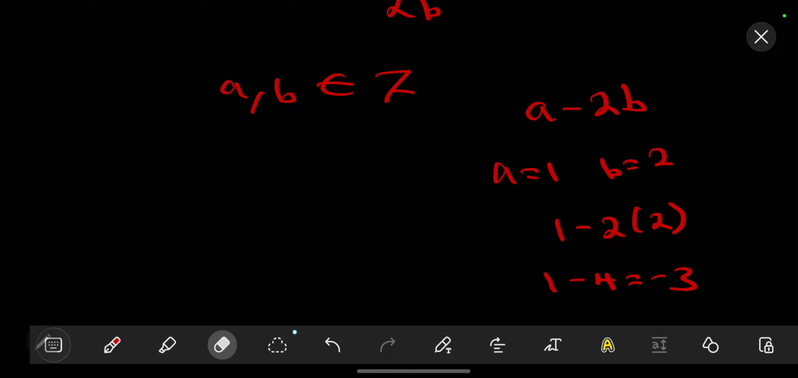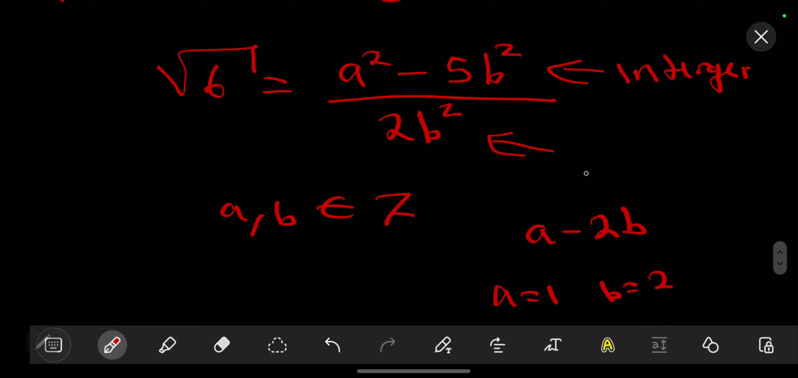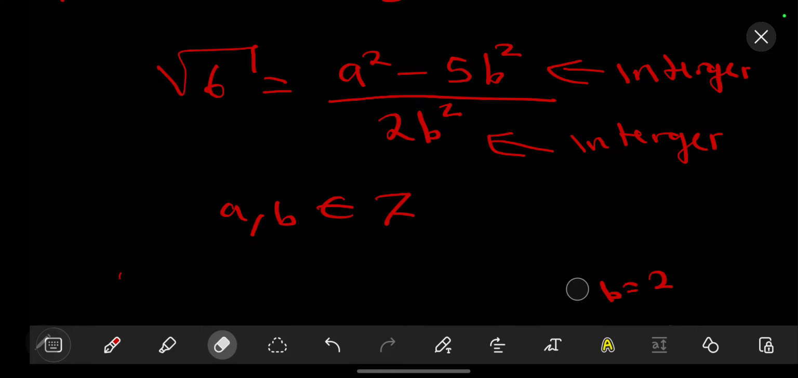So it doesn't matter the power. As long as you have such a situation, this will evaluate to an integer. It will always give you an integer. So this also is an integer. Integers are simply numbers such as negative 1, 0, 1, 2. All these are integers. Integers do not include fractions. Now for rational numbers, as long as you have an integer over an integer, then you will call that number a rational number.